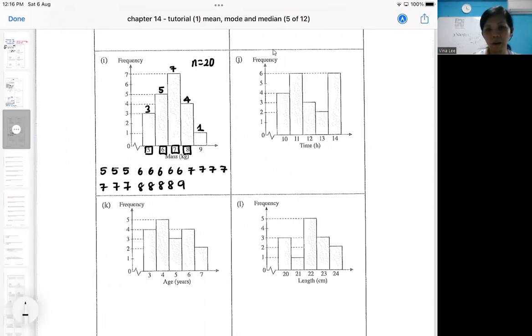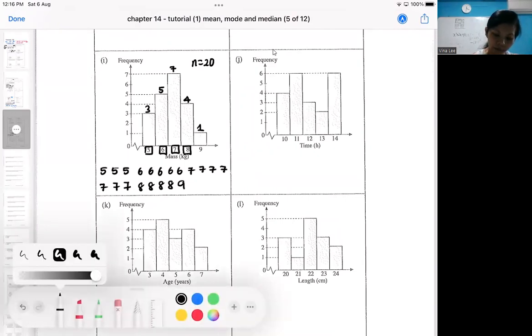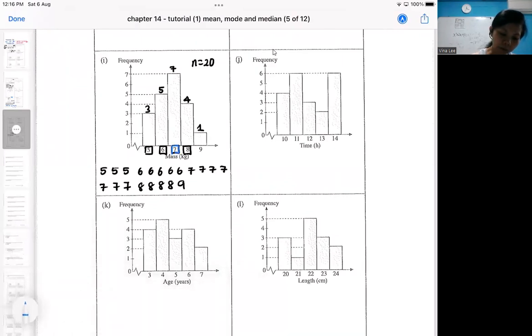So from the 20 data, you are going to get the mean, mode, median, but it's quite easy to see the mode. This 7 kg is the most popular. So mode is 7 kg. Then I need to go to the median. This is an even number. So the middle one will be the 10th and 11th. So this is the 10th guy. This is the 11th guy. So we will take the average.